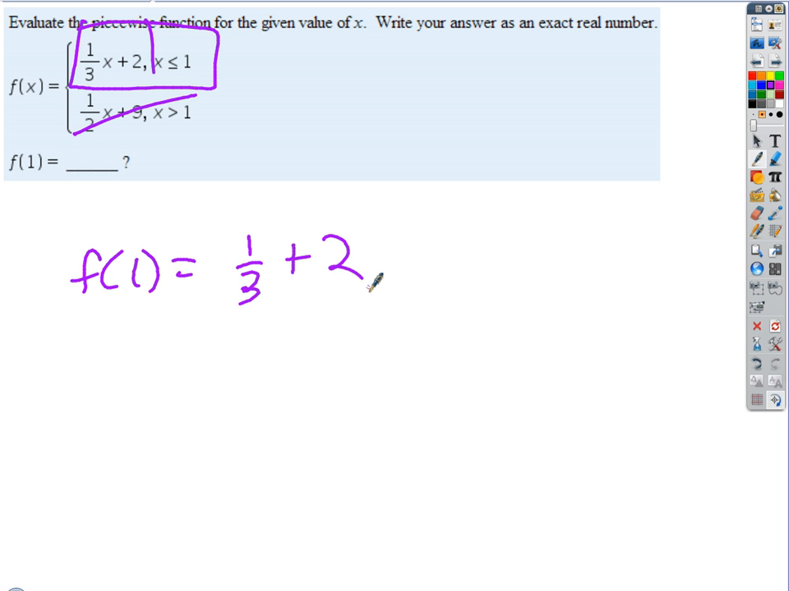So that's my answer. Here's the other dilemma. Write your answer as an exact real number. Can I say 2.33? No, not gonna work. That's not exact, that's rounded. So I've got to write this as an exact real number. How do I do that?